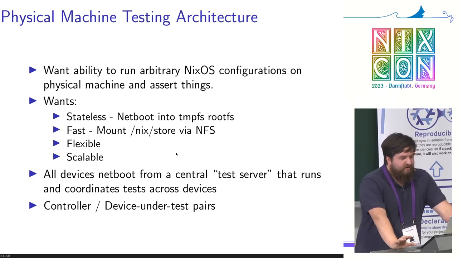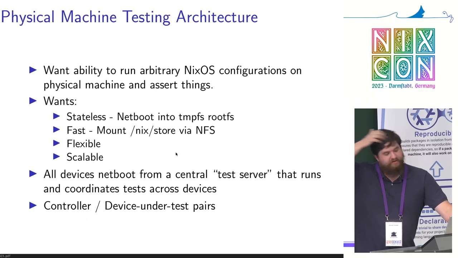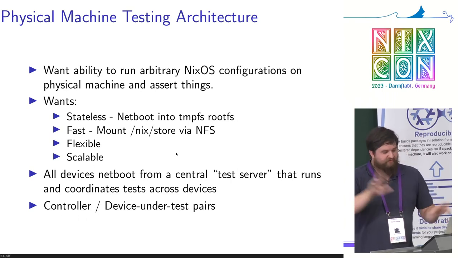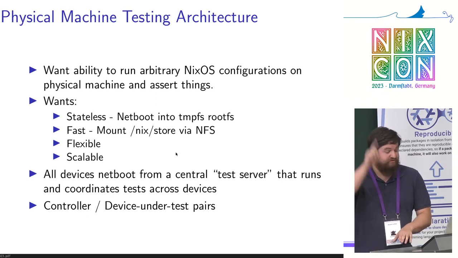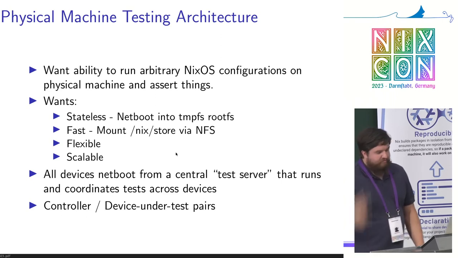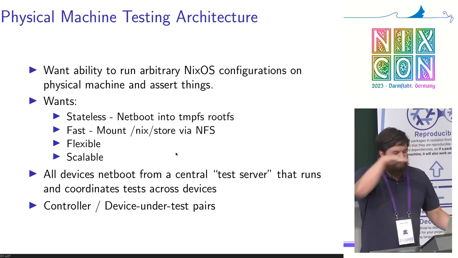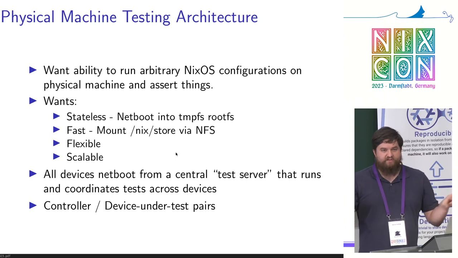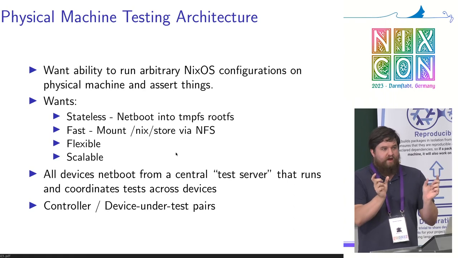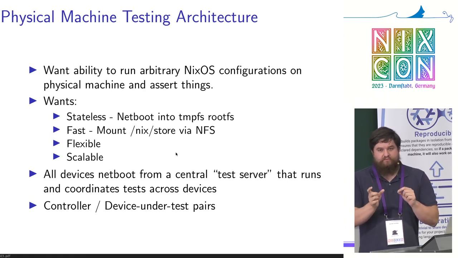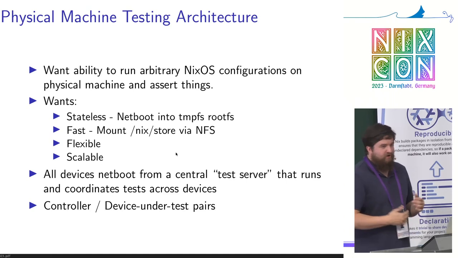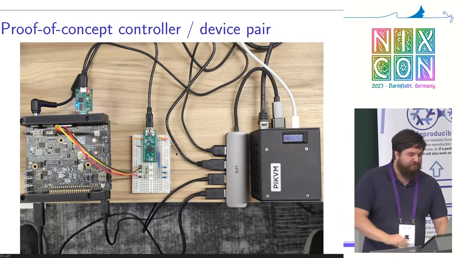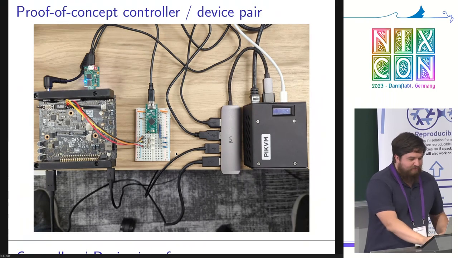So the architecture that we've built is a physical rack, which I'll show in a picture coming up. It has a centralized test server at the bottom, and it has an internal LAN with a VLAN-enabled switch. And then we have a whole bunch of trays, and on each tray are pairs of device controllers and devices. The controller has some connections to the device to be able to interact with various interfaces.